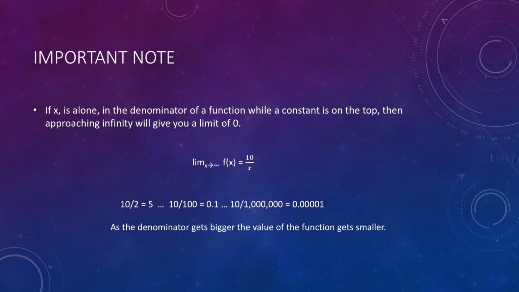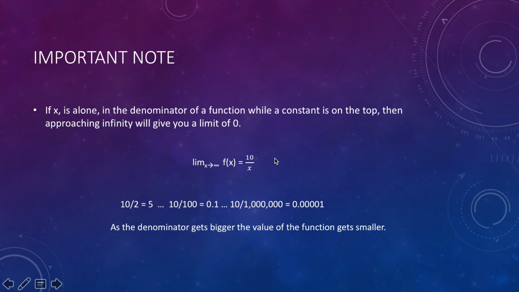It's important to note that if x is alone on the denominator of a function, while a constant is on the top, then approaching infinity will give you a limit of 0. So basically what that means is if you have x on the bottom and just a random constant on top, whether it's 10, 8, 5, 3, and if x is approaching infinity, then this is going to equal 0.